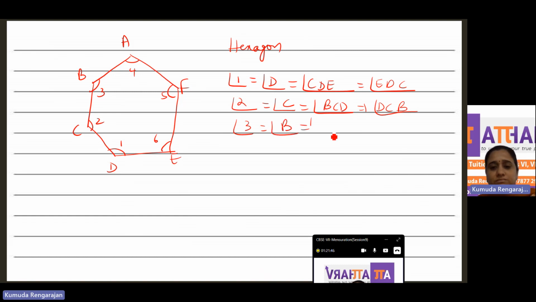Louder. B is equal to ABC or CB. Navneet, angle 4. Fast. Follow the rhythm, no? First you use a single letter and then using 3 letters.